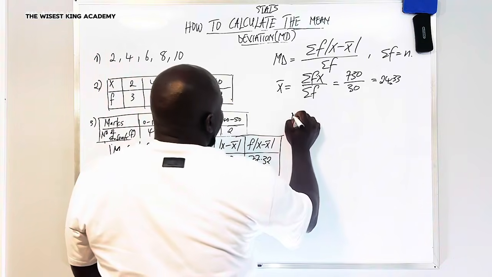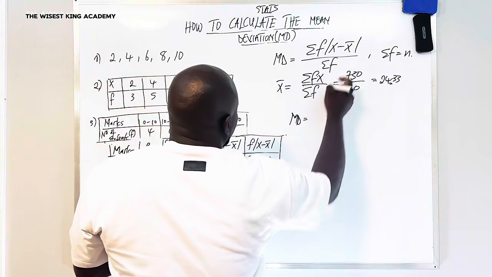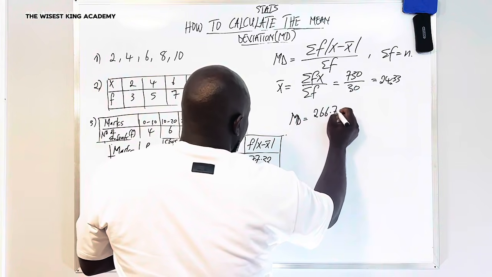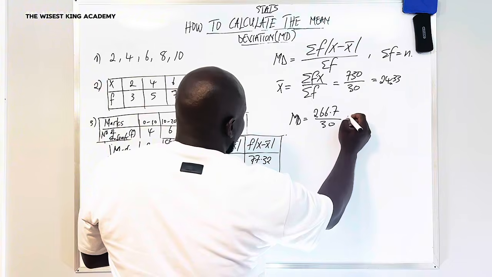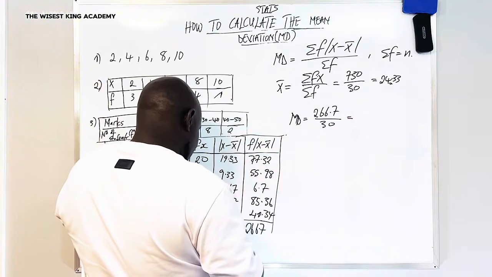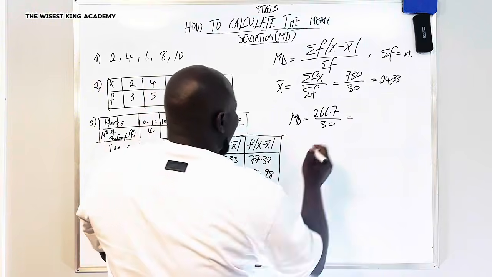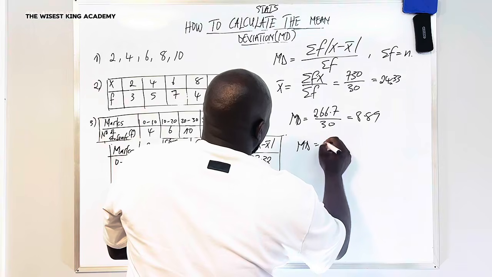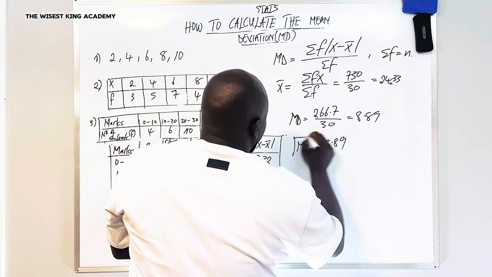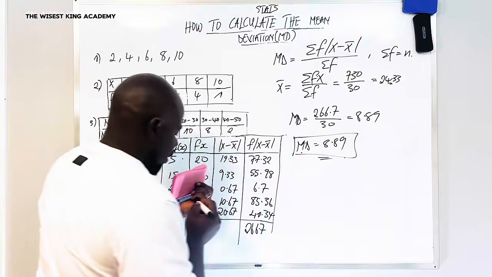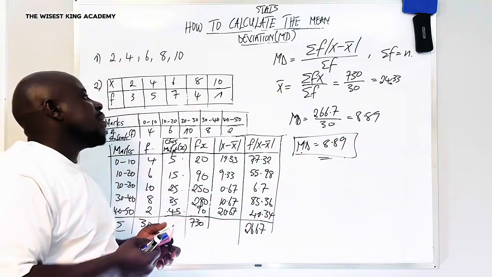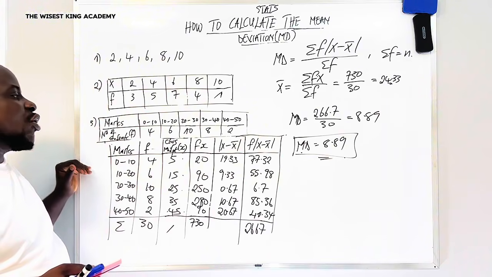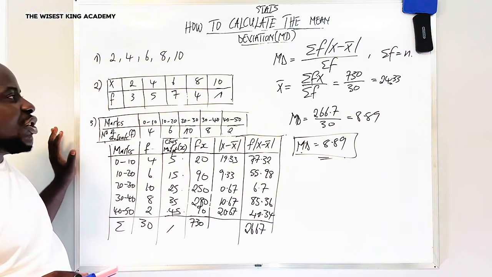So if I come here with my MD, I'm applying my formula, remember? So this will be 266.7 divided by 30, which is summation f. If I divide this by 30, I'm going to have 8.89. So the mean deviation is 8.89. That's the answer. So you see, we have been able to calculate the mean deviation of a set of numbers, simple frequency distribution, and grouped frequency distribution.